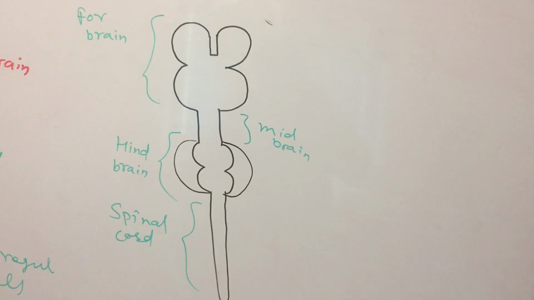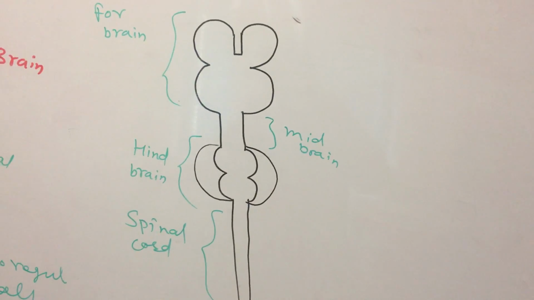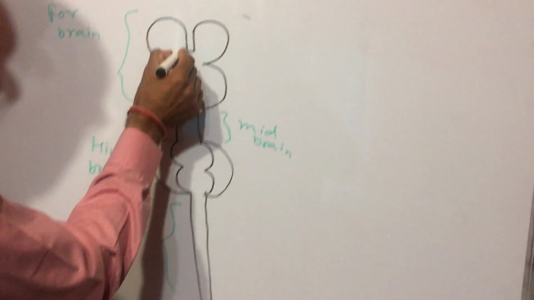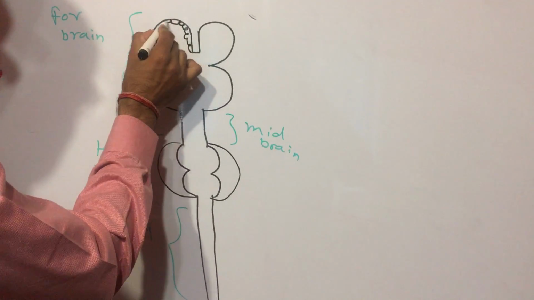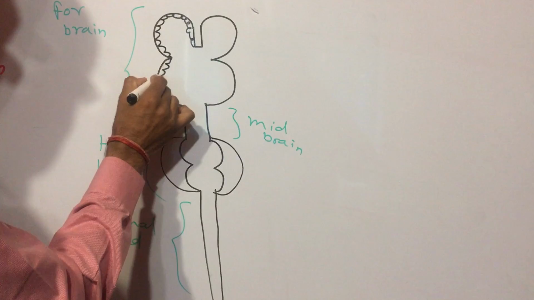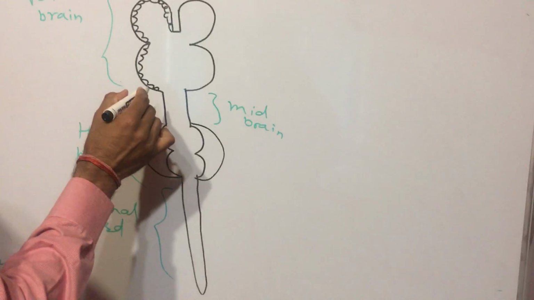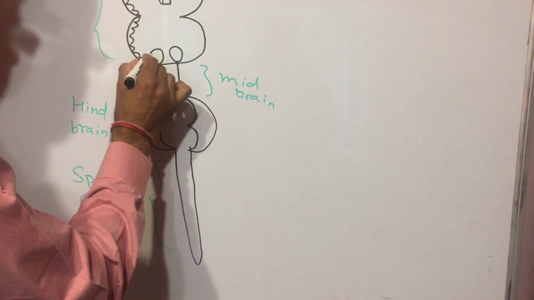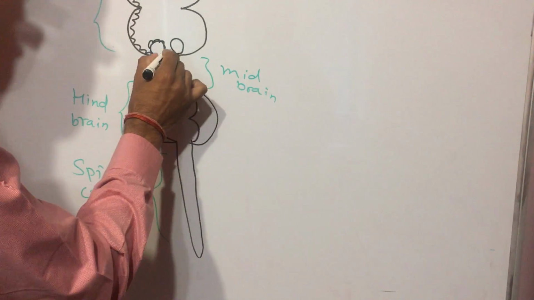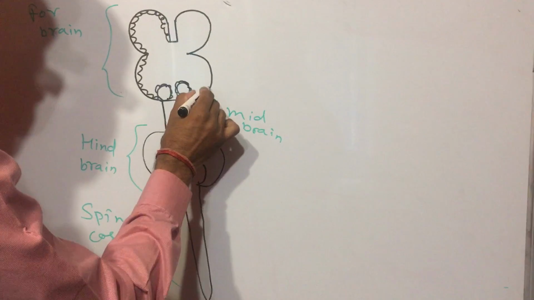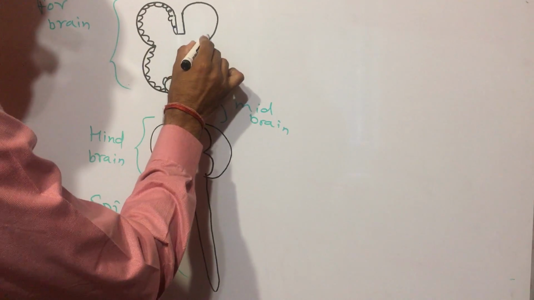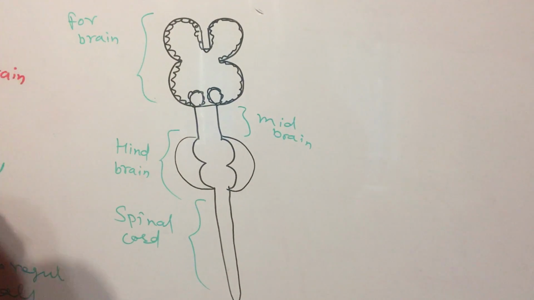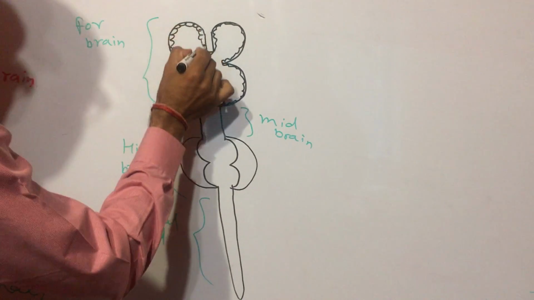Okay, in the forebrain we have the Diencephalon. The outer side of this brain, that is the Diencephalon.